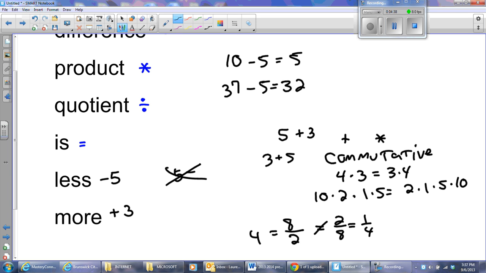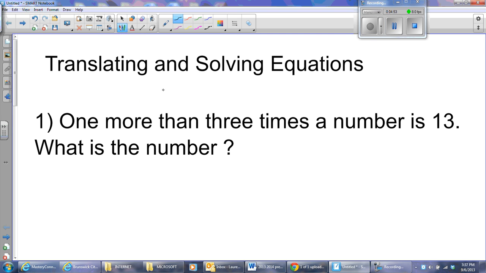Okay? Subtraction, same way. 5 minus 3 does not equal 3 minus 5. If you change the order, you have to move the sign with it, right? So commutative property only applies to addition and multiplication. All right, let's get on to the problem here.